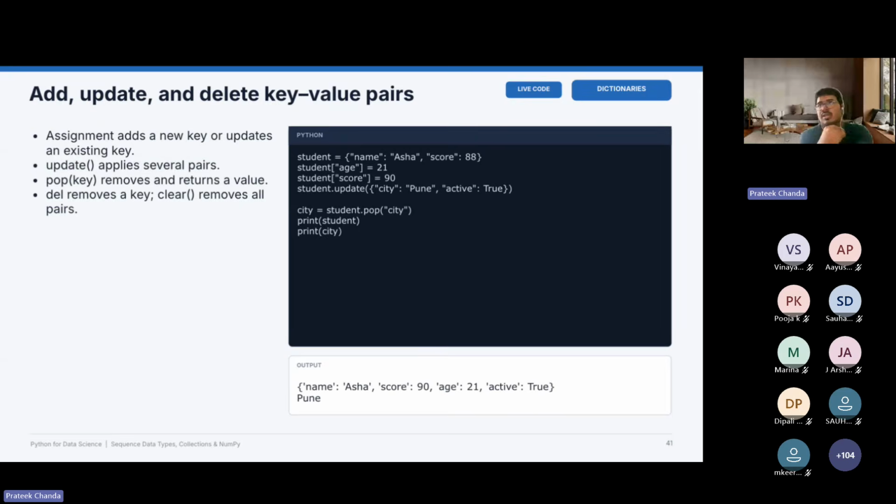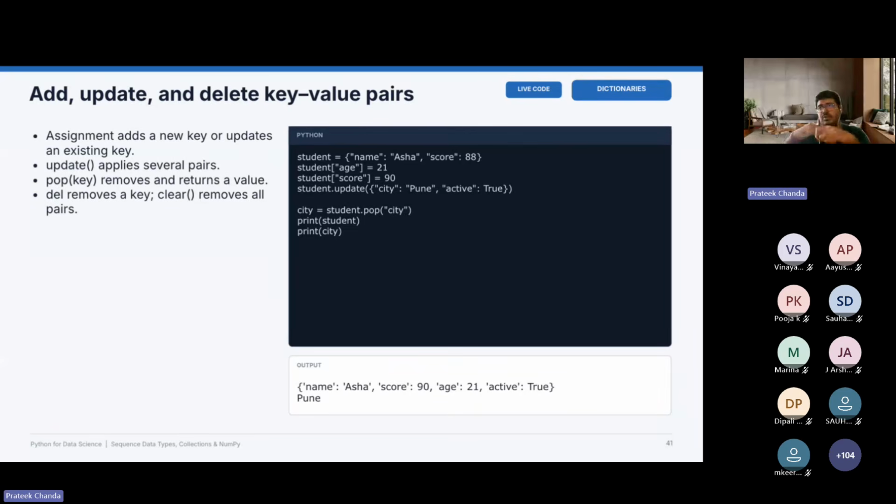So that's all. Now we'll look at, since we mentioned it's mutable, that you can also directly assign and change it. You can also update, add, and delete. For example, I want to add a new key value mapping to the student dictionary variable. So I can do student.update and add city as a key and value as Pune. And I can also add another dictionary item, active and True.